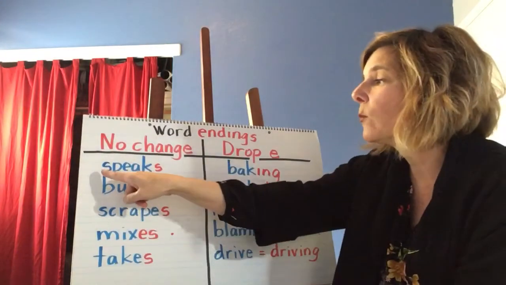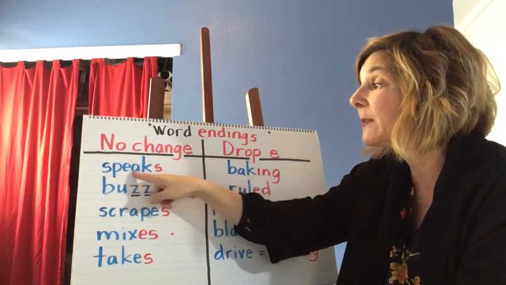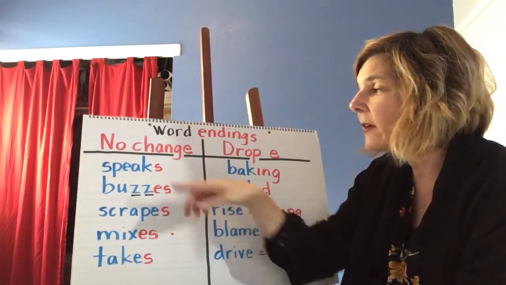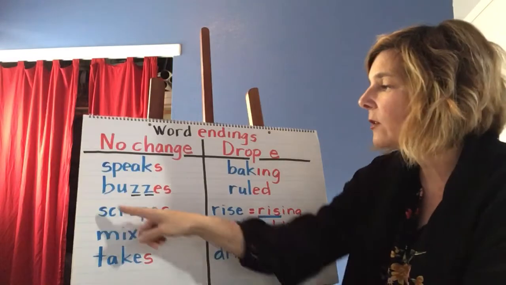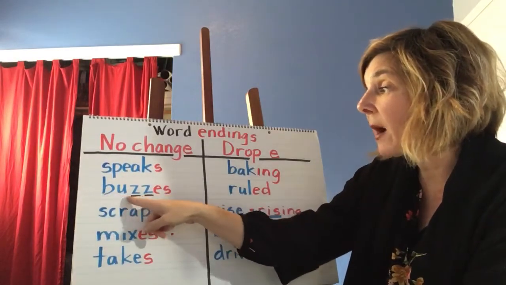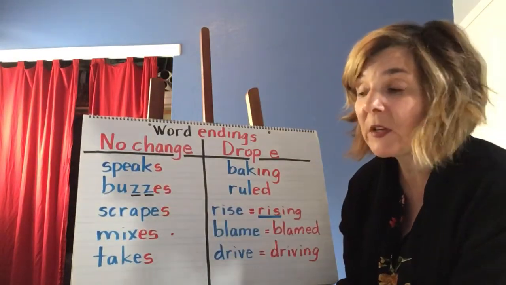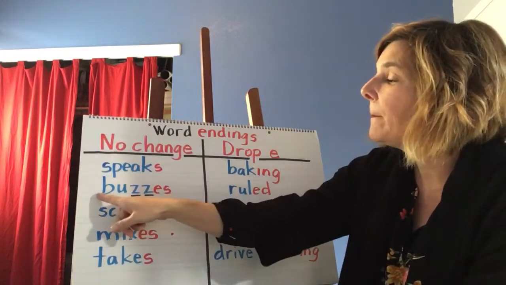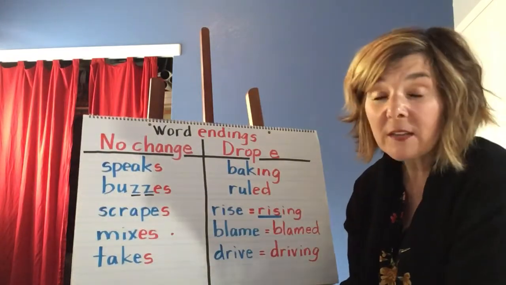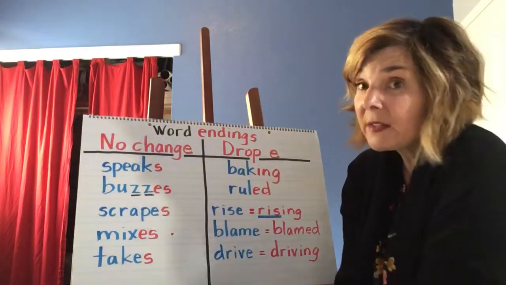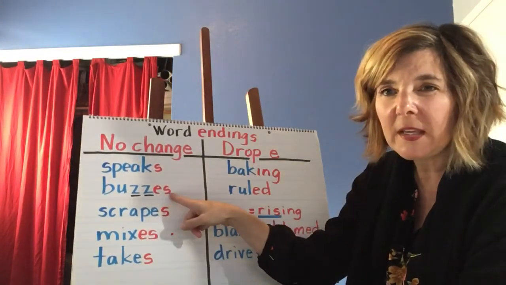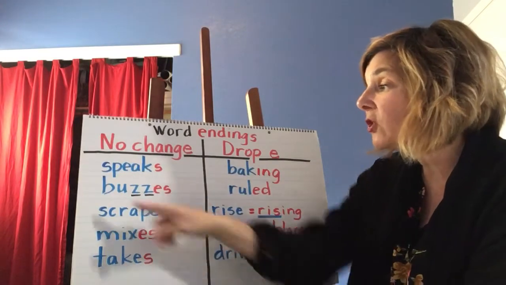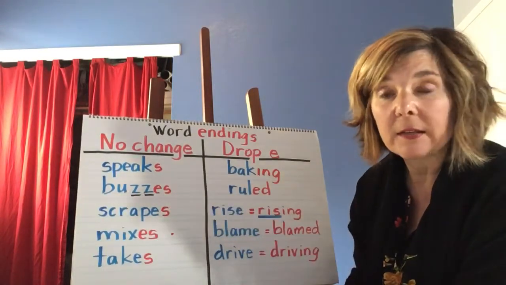The first word, base word, is speak, and then I add the S. No change. Speaks. The next word, the base word, is buzz. Okay, I wrote those base words in blue. Buzz. But I want to say that it's happening now. The bee buzzes by me. I had two consonants, so I added my ES. The base word didn't change, I just added an ending.